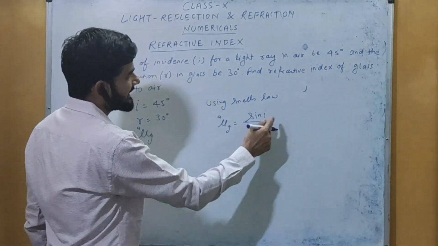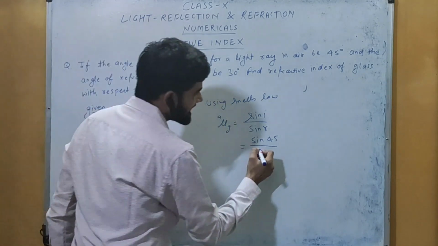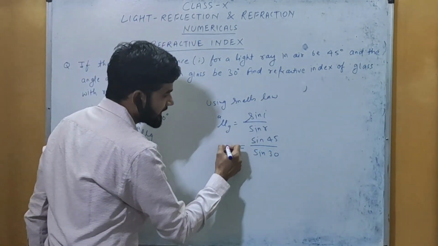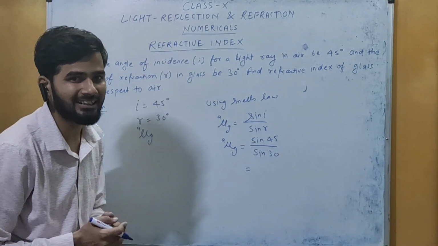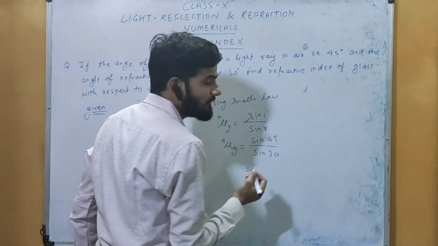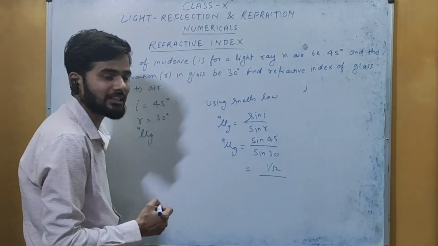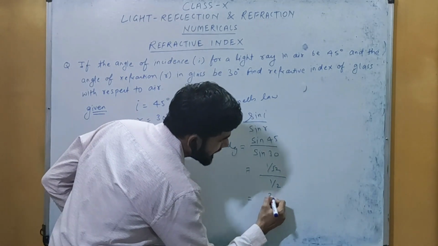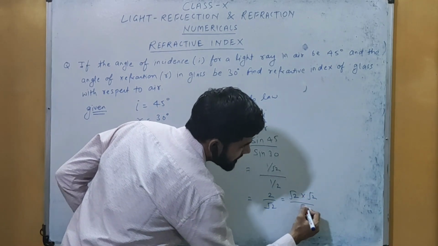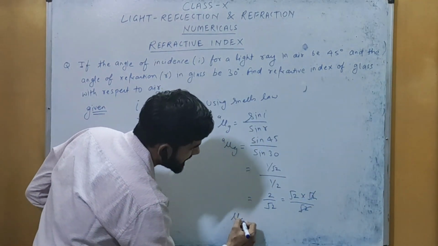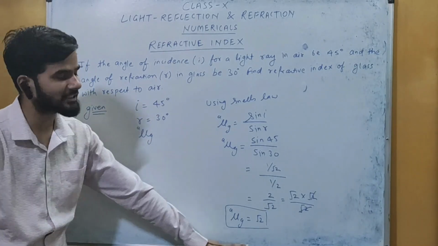Now this sin I, here angle of incidence 45 degree, so it will be sin 45, and sin R, that is equals to sin 30. Okay, this is mu G A. Now sin 45, this you will see in your maths classes, in trigonometry, the value of sin 45 is equals to 1 by root 2, and the value of sin 30 will be equals to 1 by 2, so it will be 2 by root 2. I can write it as root 2 into root 2 divided by root 2, it gets cancelled. So this mu G A is equals to root 2. So the refractive index of glass with respect to air is equals to root 2.